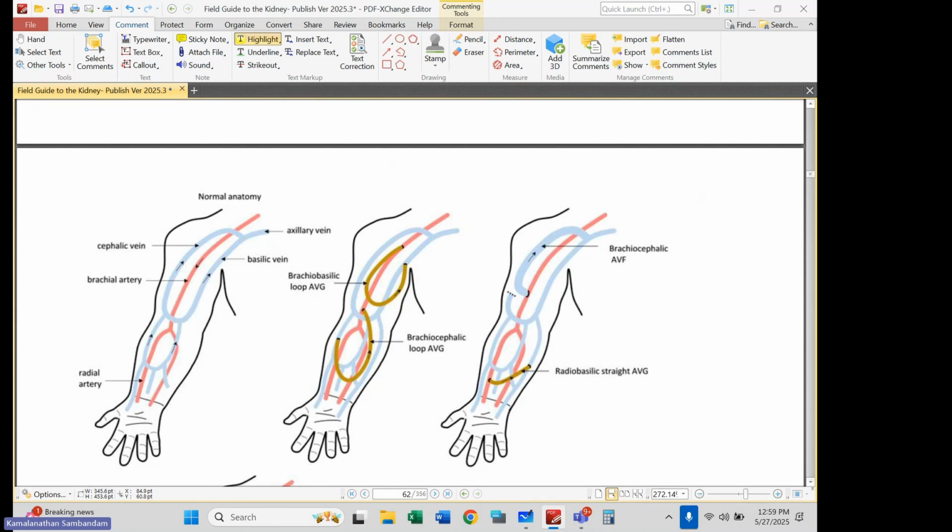Now, the anatomy might be different for individuals. It can split higher up, it can split lower down in the arm, but it's mostly lower in the arm where it splits. Okay, now you have this cephalic vein.